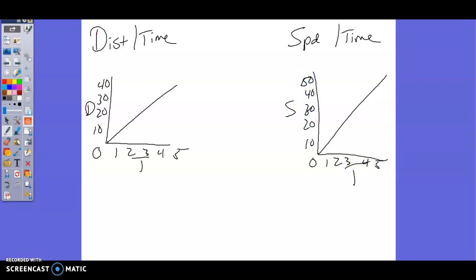When I see this type of graph, obviously the first thing I'm going to do, what kind of graph is it? Is it a speed time graph? Is it a distance time graph? And now, so over here's distance and this one's speed. So when I see a distance time graph like this, what do I remember about that?